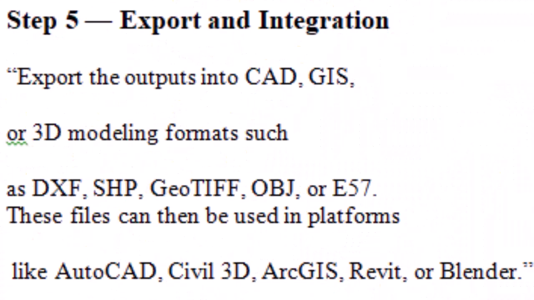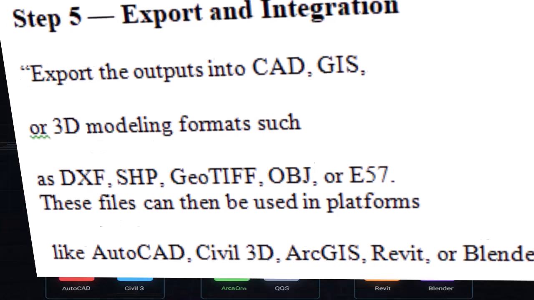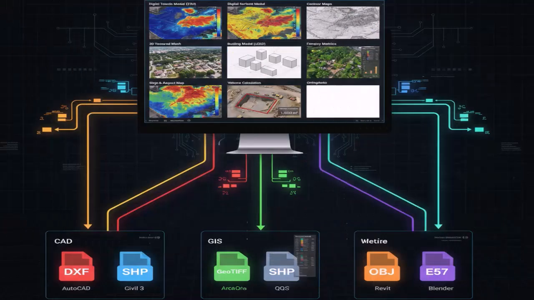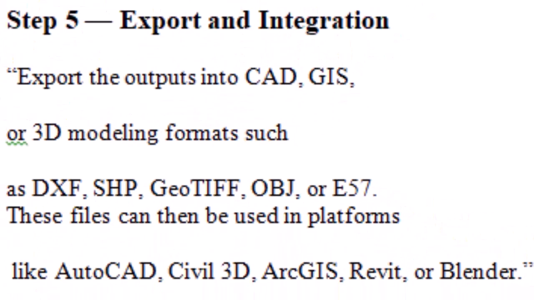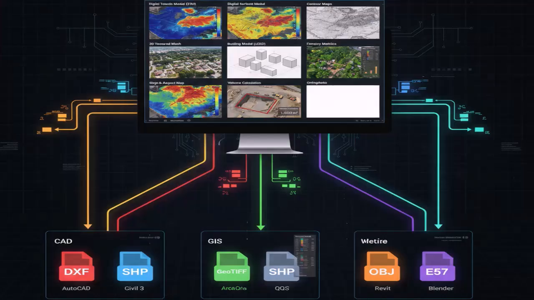Step 5. Export and integration. Export the outputs into CAD, GIS, or 3D modeling formats such as DXF, SHP, GeoTIFF, OBJ, or E57. These files can then be used in platforms like AutoCAD, Civil 3D, ArcGIS, Revit, or Blender.